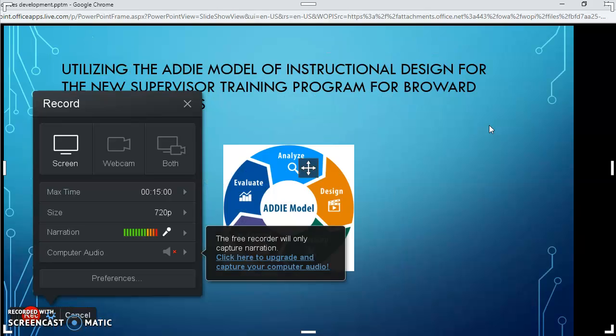The purpose of my training proposal will be to utilize the ADDIE instructional model. With the training proposal, I'll be going through each of the steps in ADDIE of analyzing, designing, developing, implementing, and evaluating a training program for new supervisors who, again, are being promoted for the first time from line employees to first-line supervisors within Broward County.